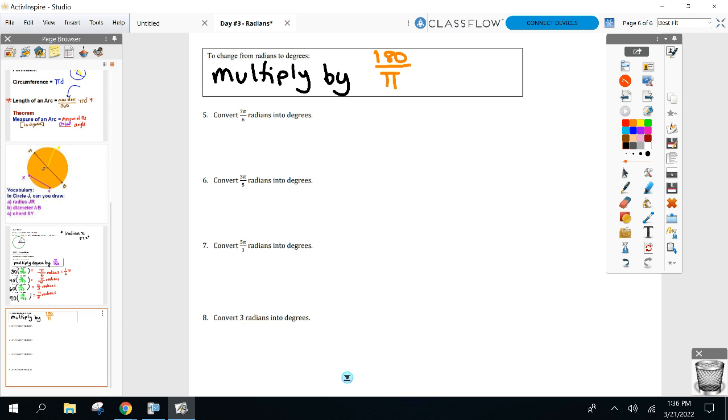All right, here we go. So let's convert 7 pi over 6. Everyone notice it's in terms of pi. You're going to see that. 7 pi over 6 radians, turn it into degrees. All right, you got it. So 7 pi over 6, I multiply my radians by 180 over pi.